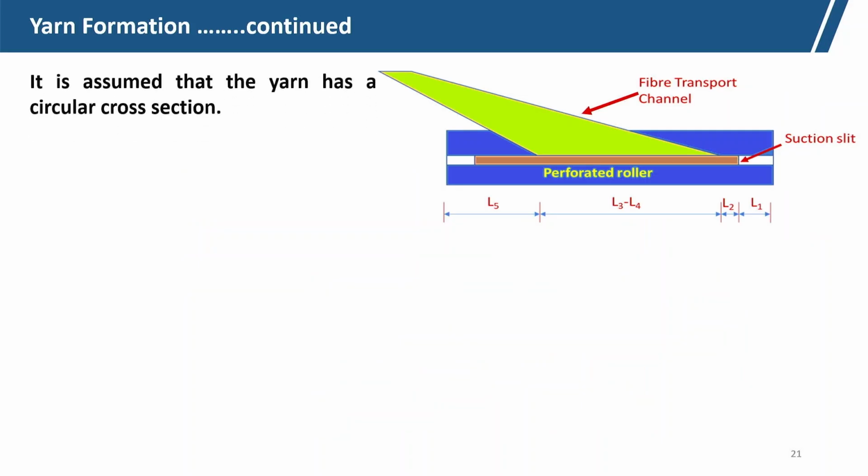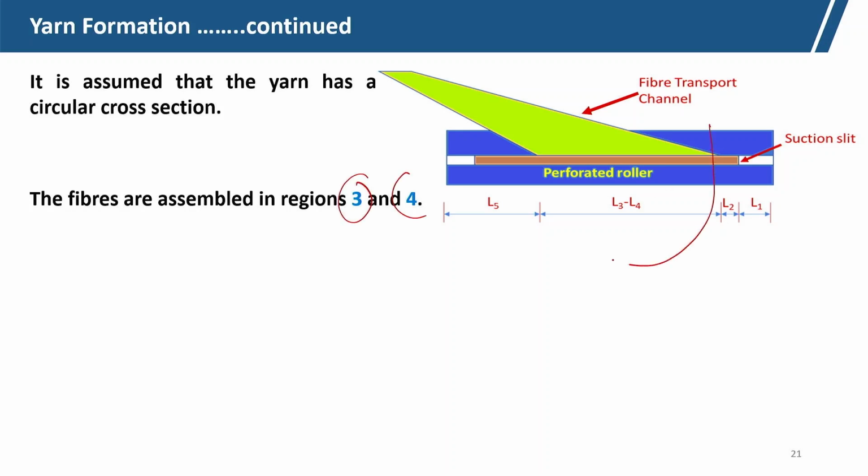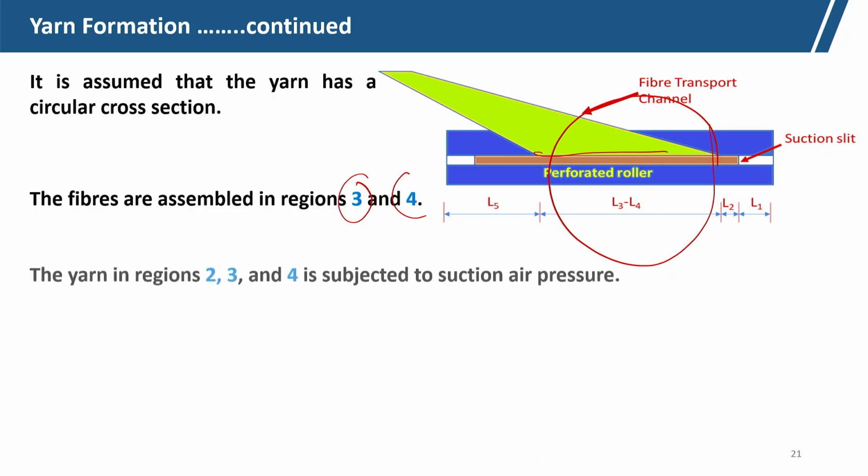It is assumed that the yarn has circular cross section. The fibers are assembled in regions 3 and 4. In this zone fibers are assembled because of the transport channel width at that zone; the fibers are actually deposited within that zone.